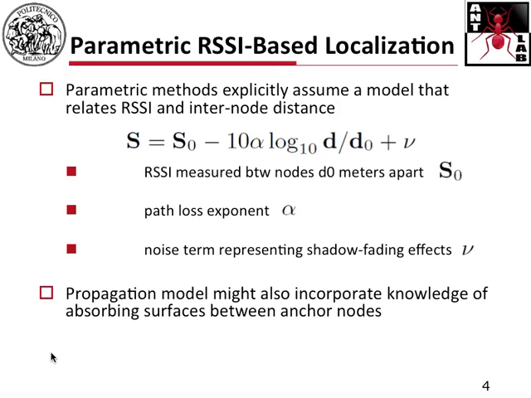For example, one of the most common models is the one you see here. Basically S is the received power, and D is the distance. S0 and D0 are just parameters of this model, just like, I guess it's ni, right?